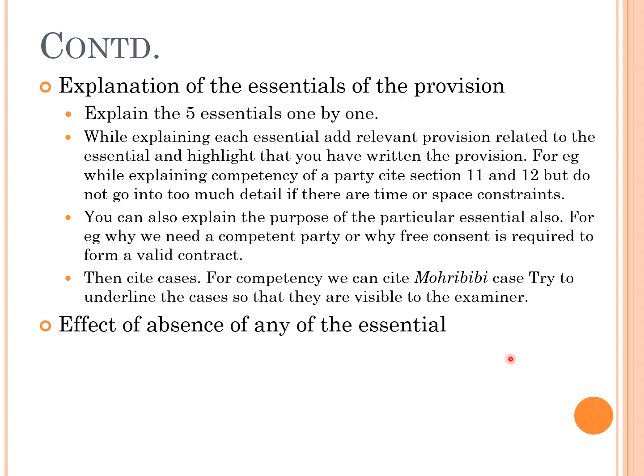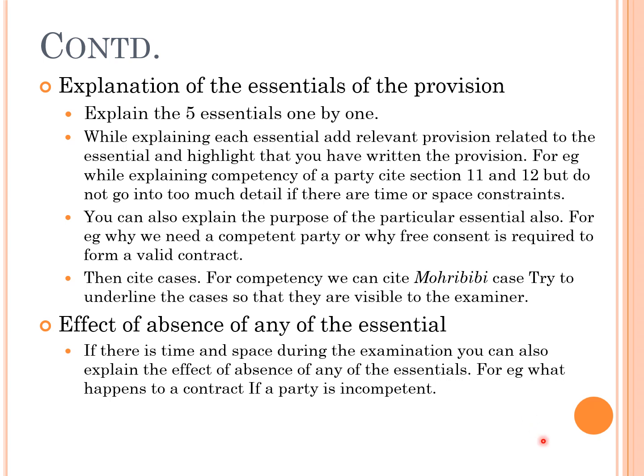Then after all the five essentials have been discussed, the effect of absence of any of these essentials should also be discussed, that is, what will happen if one of the essentials is missing. For example, if the party is incompetent, what will be the effect on the contract? Similarly, if there is mistake of fact, then what will be the effect? For a mistake, for example, the contract becomes void. So in effect, you must write that if there is a mistake, then the contract becomes void. But the part on effect should only be discussed when there is sufficient time left to the student.